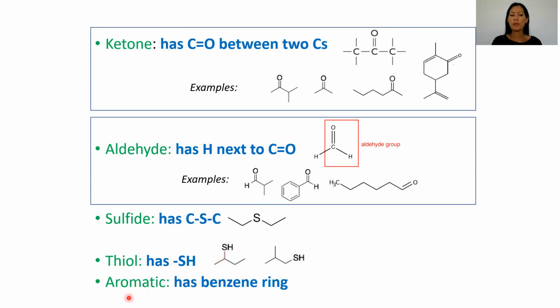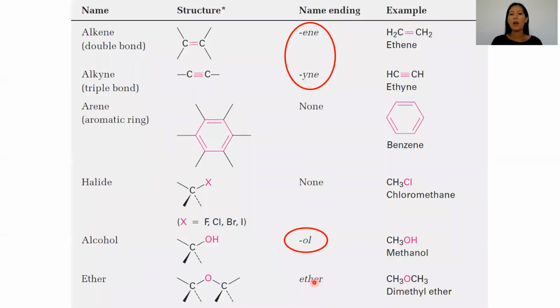The last group is an aromatic ring, which has a benzene ring in it. Okay, so your book is going to have a chart of these. Familiarize yourself with the groups. Also notice certain name endings. For an alkene, it ends in ene, ethene, and ethyne if it's a triply bonded C-C bond. What else? If you have an alcohol, you can name it so that the alcohol is given the OL at the end, so ol.